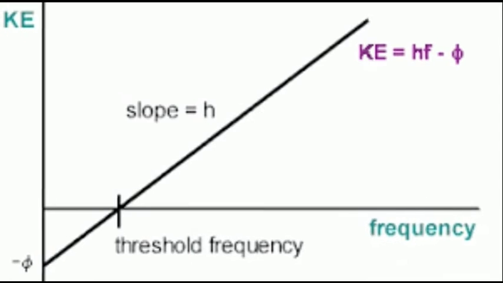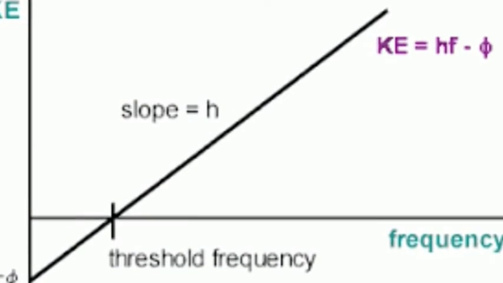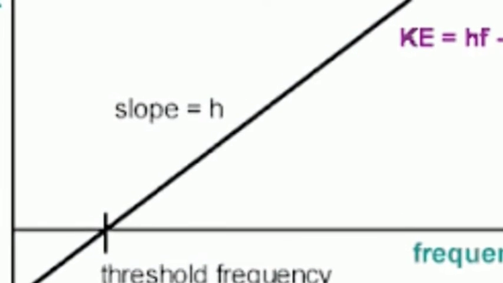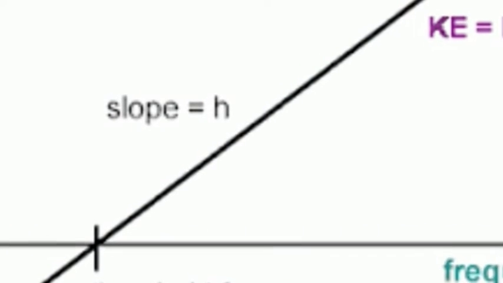This equation shows that the kinetic energy of the electron depends upon the frequency of incident light and not on its intensity. A plot of kinetic energy of photoelectron versus the frequency of incident light gives a straight line with a slope equal to Planck's constant.